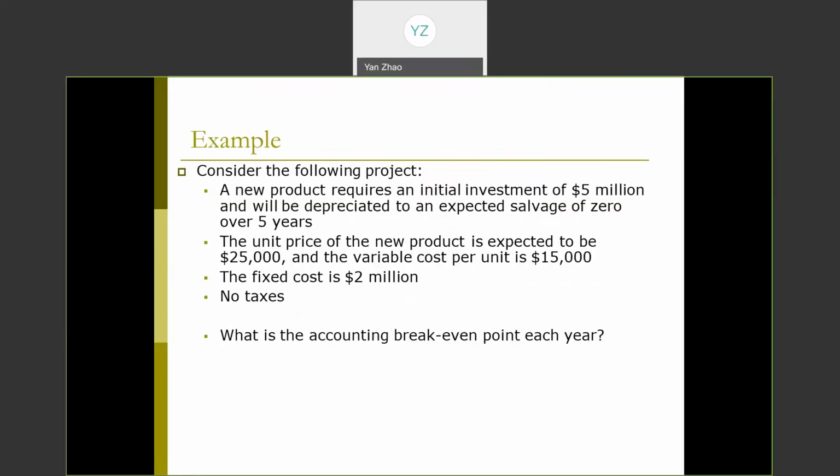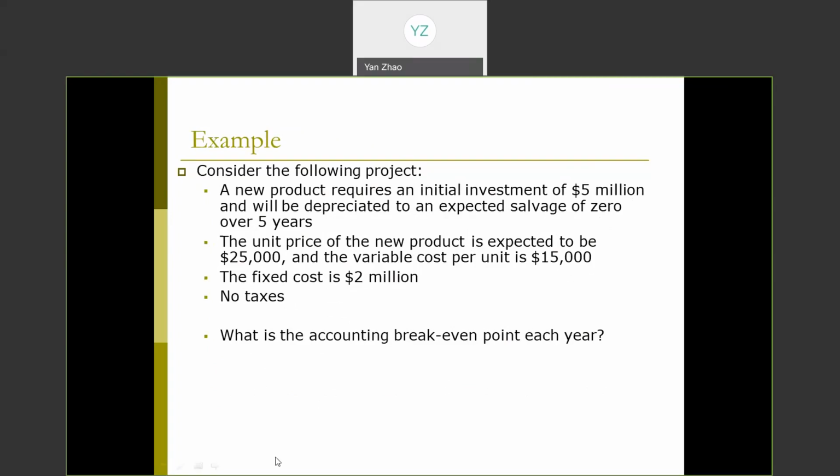We have another example here. A new product requires initial investment of $5 million, depreciates to a salvage value of 0 over 5 years. It means in the next 5 years, each year, the depreciation is $1 million. The unit price of the product is $25,000. Variable cost per unit, $15,000. Fixed cost, $2 million. Now, first of all, let's consider no taxes.